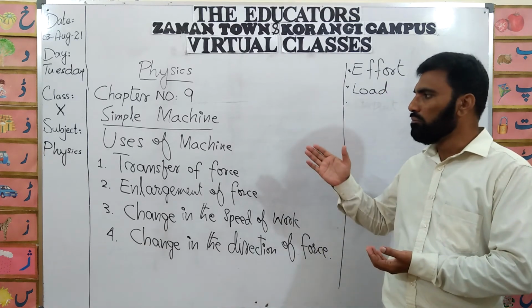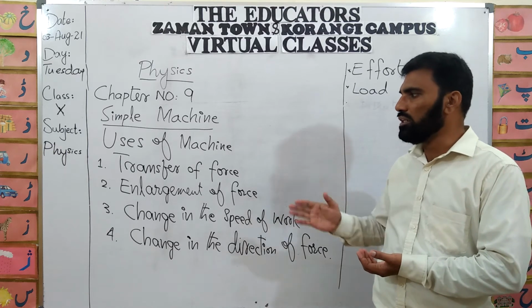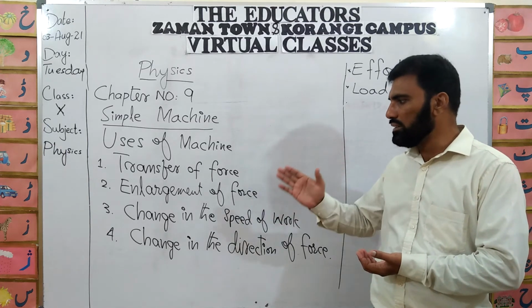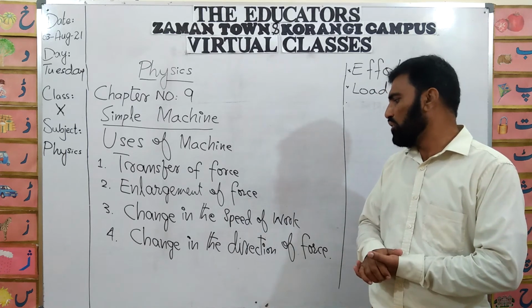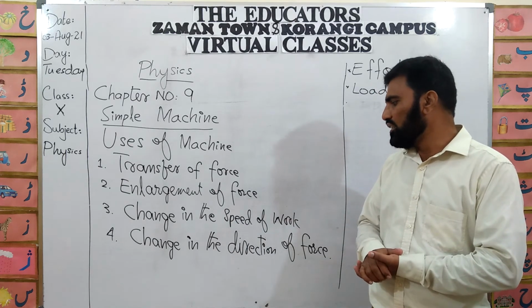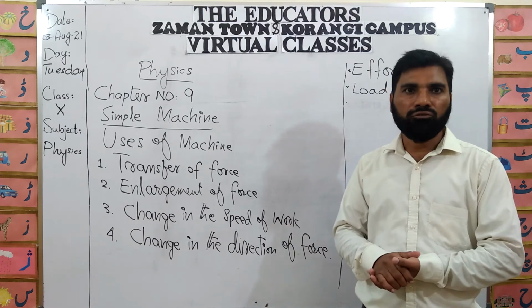There are four purposes, uses of the machine. First, transfer of force. Second, enlargement of the effect of force. Third, change in the speed of work. And fourth, change in the direction of the force.